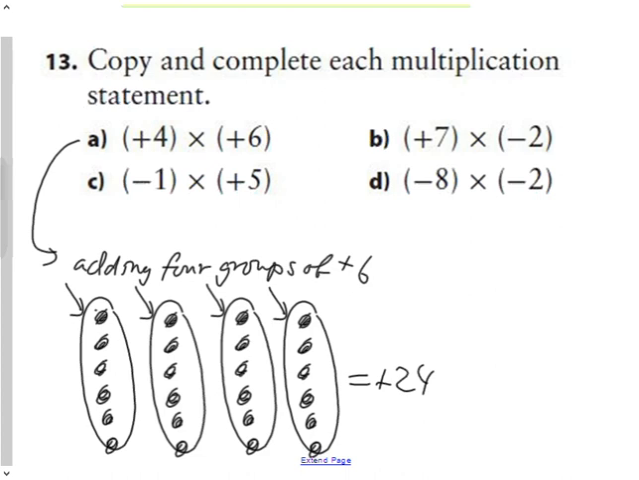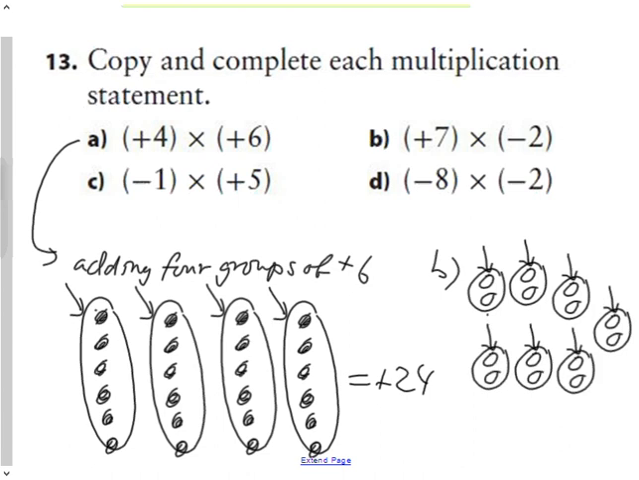Okay. The second question, B, said adding 7 groups of -2. Well, there's one group of -2, and then 7 groups would look like this. And 7 groups of -2 has a result of -14. Adding 7 groups of -2 would result in -14.